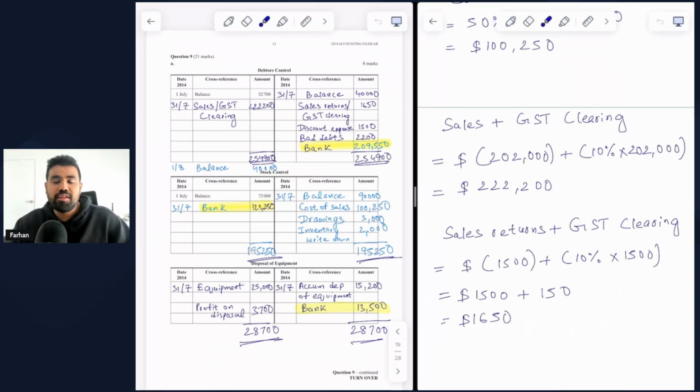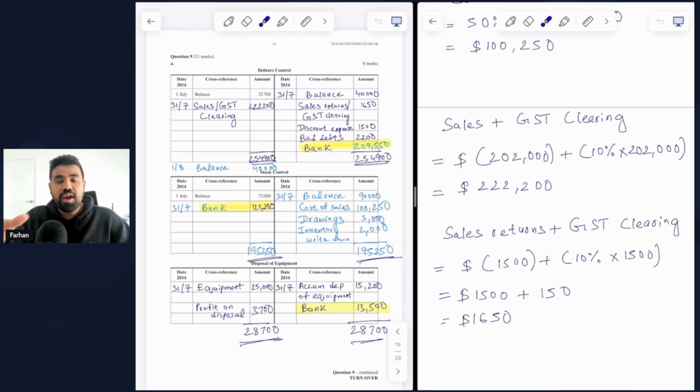Because we classified them as assets, all assets, when they go up, we know that we debit them. So assets, when they increase, we debit them, and assets, when they decrease, we credit them. This means that if we were to prepare the ledger account for assets, the opening balance of assets should always be on the debit side, and the closing balance of the assets should always be on the credit side.